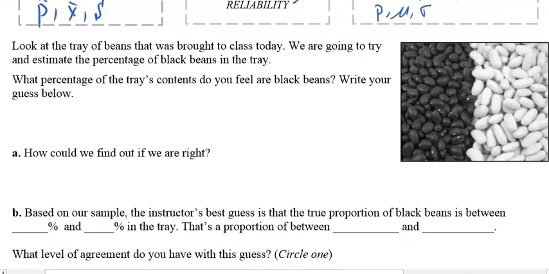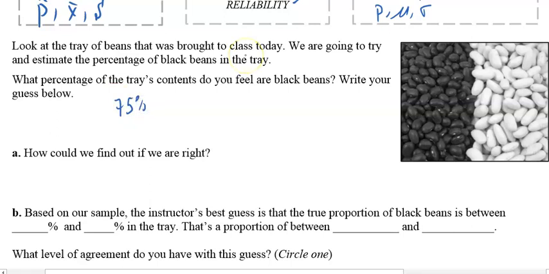So, really quick, let's start with an example to explain how this is going to work. Estimating a population proportion. Look at the tray of beans that you brought to class today. Let's say we brought this to class today. We are going to try to estimate the percentage of black in the tray, so the percentage of black compared to white. What percentage of the tray contents do you feel are black beans? Now here the answer could vary. You could write whatever you guess. I'm going to guess that this is roughly, I'll say 75%.